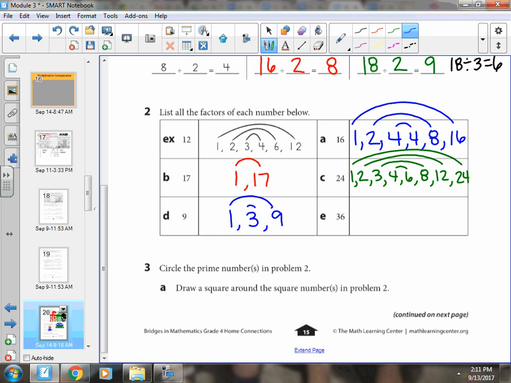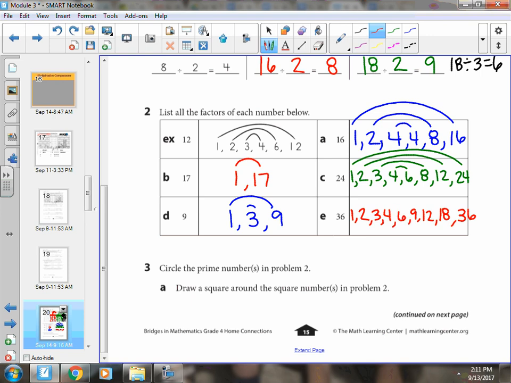And the number 36. 1 times 36 is 36. Because it's even, I know that 2 will work. 2 times 18. 3 times 12. Does 4 work? Yes, 4 times 9. Does 5 work? Let's see, 5 times 7 is 35. Does 6 work? Yep, 6 times 6.